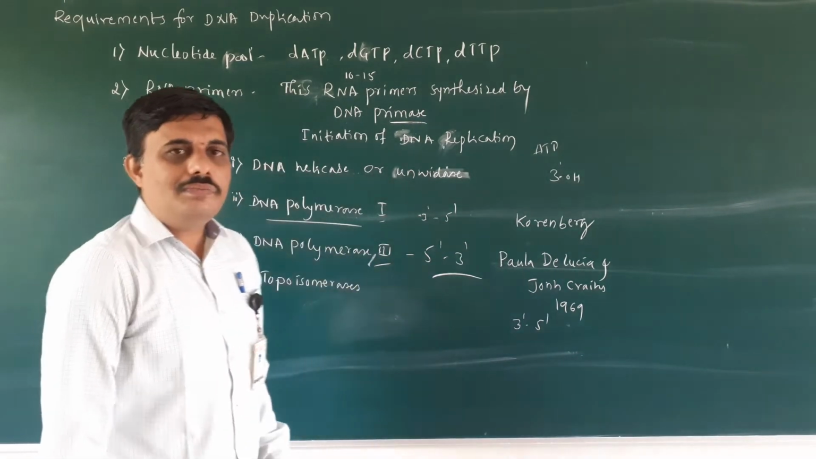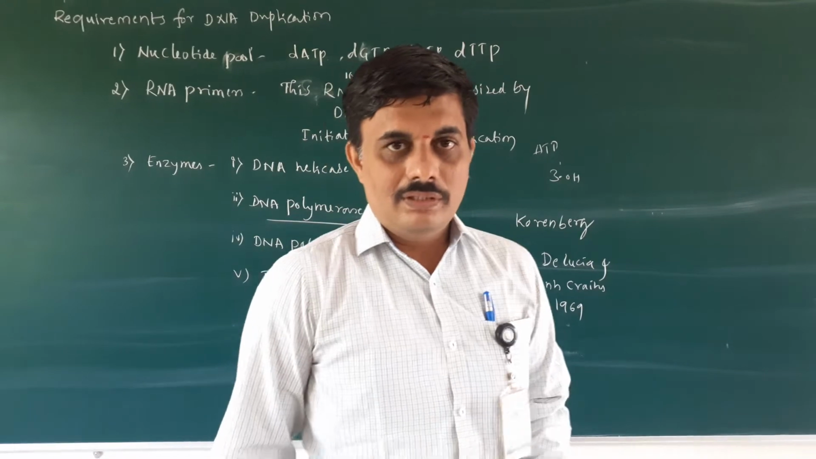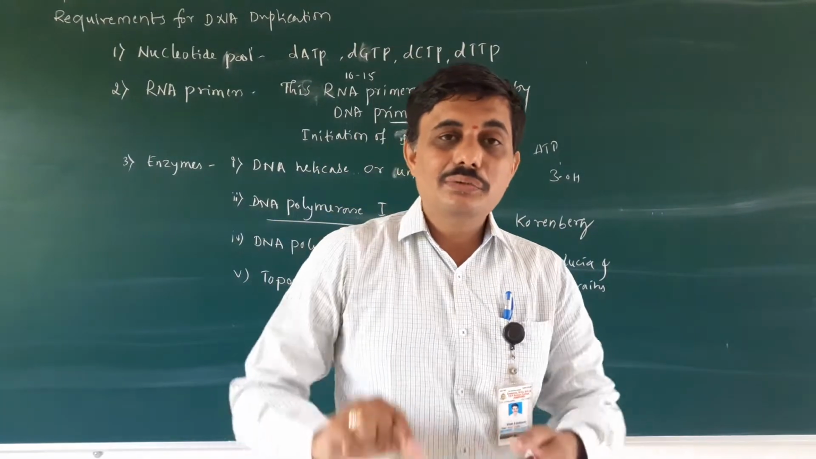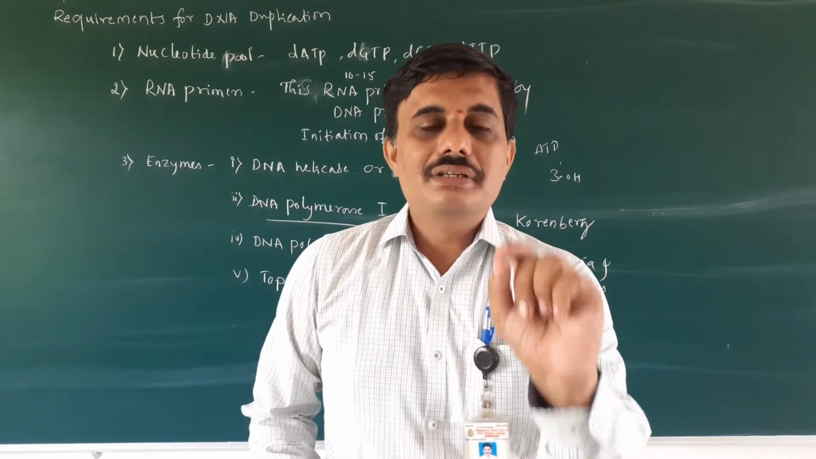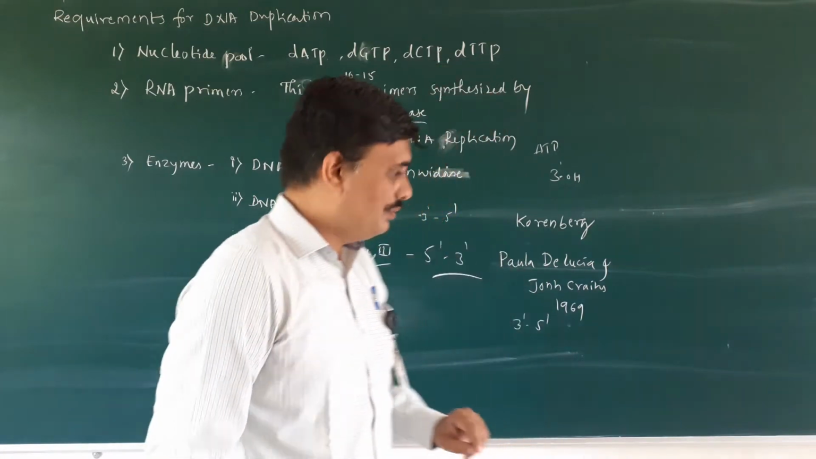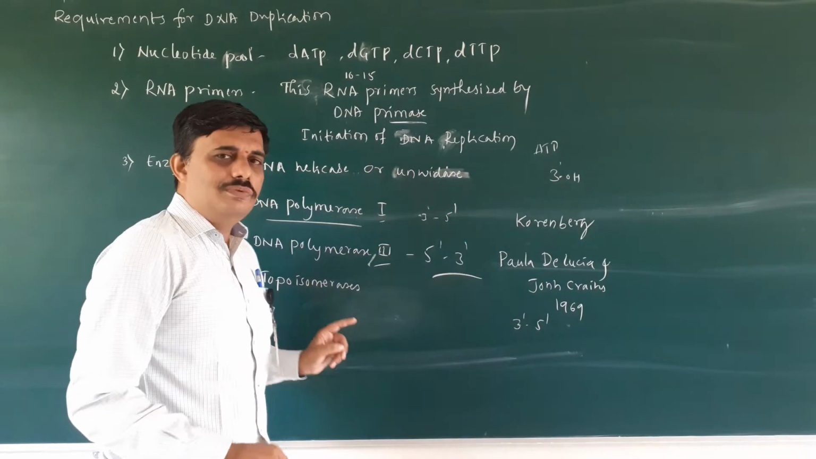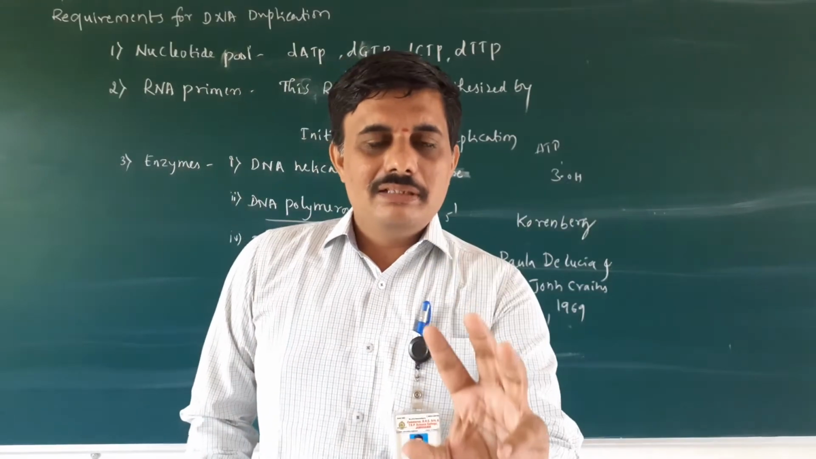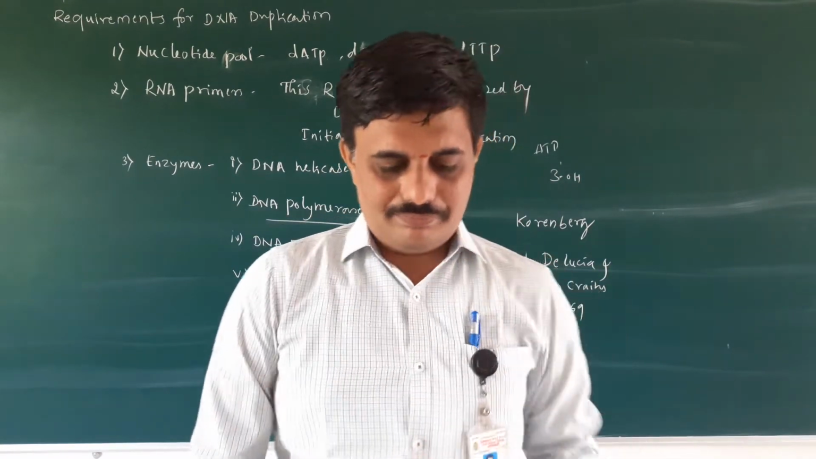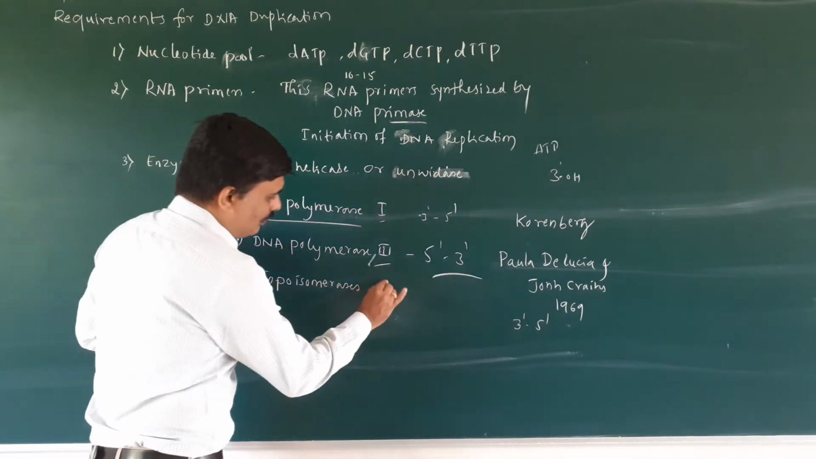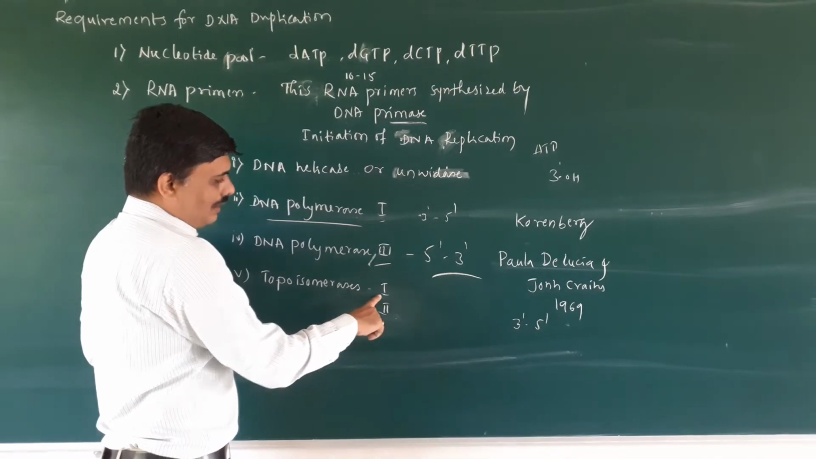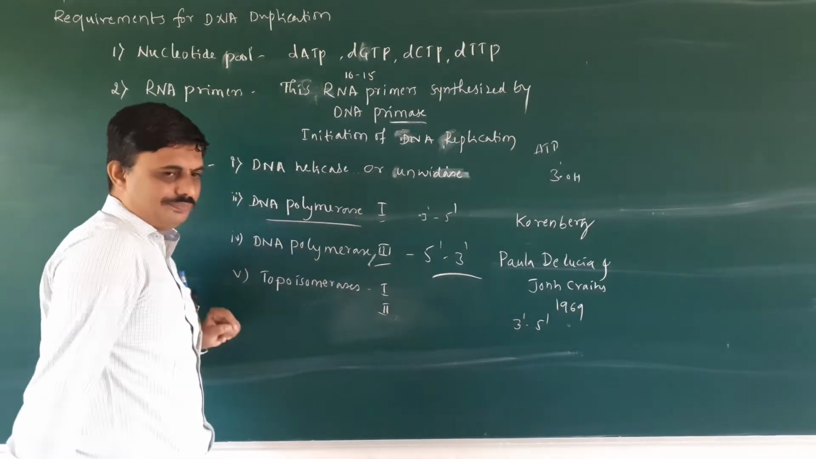The topoisomerases are involved. These are the enzymes which cut and reseal the two strands of DNA during the replication of the DNA. During the replication of DNA, they remove the supercoiling that occurs during the DNA duplication. The two enzymes are DNA topoisomerase 1 and DNA topoisomerase 2.